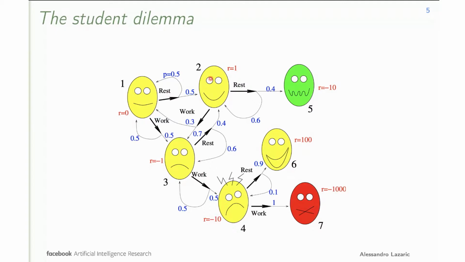And the bolder arrows are actions. For instance, I usually have two actions, either rest or work. And then the thinner arrows are the actual transitions. But as we know by now, the transitions can be stochastic. And so on top of the arrow, there is the probability with which this transition might happen. So with probability 0.5, I stay in this state. Probability 0.5, I move to this state.